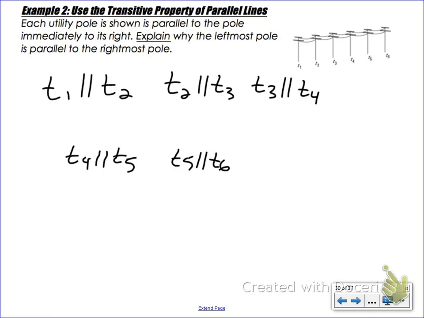Now the transitive property happens when I have two different things. Sometimes it's two numbers that are equal to the same number. I can say they're equal to each other. In this case, I'm going to use that with parallel lines. And I've got T1 parallel to T2, and I've got T3 over here also parallel to T2. So since T1 and T3 are both parallel to the same line, T2, I can go ahead and say that T1 and T3 are parallel to each other.